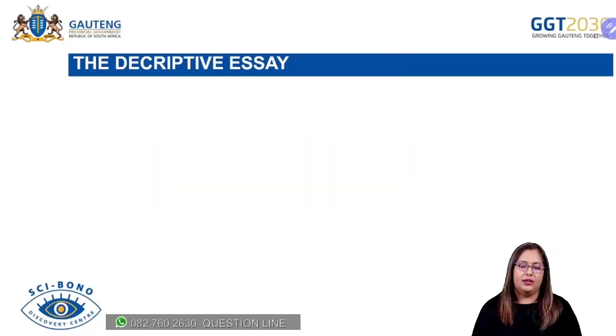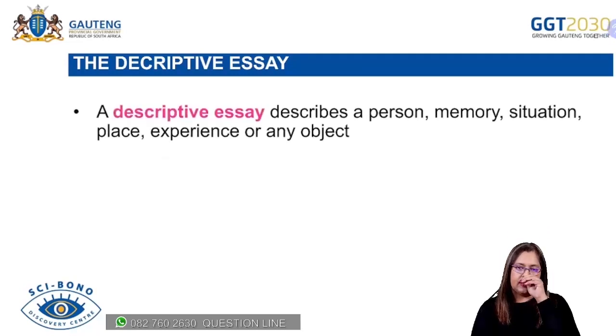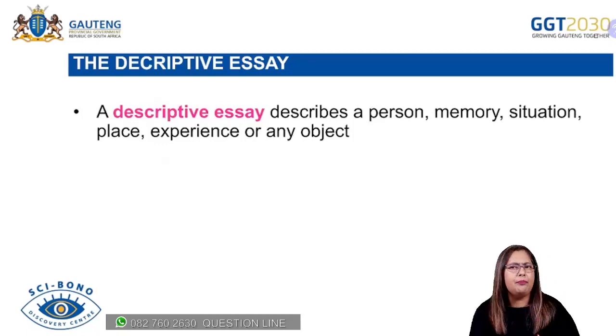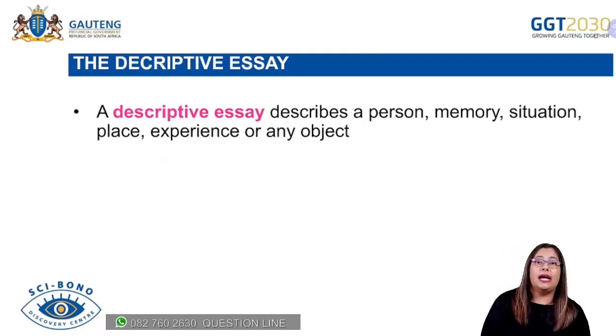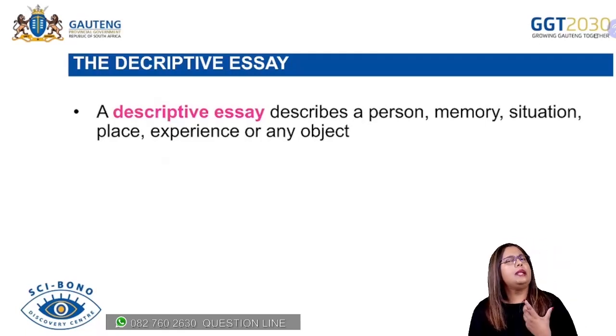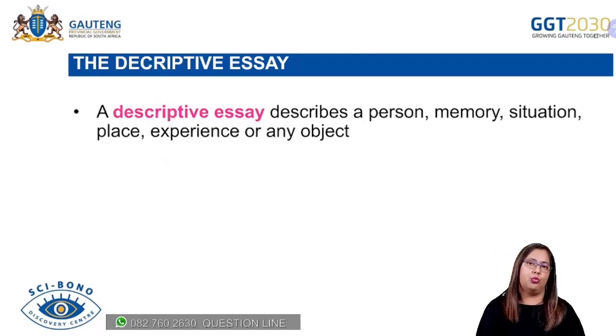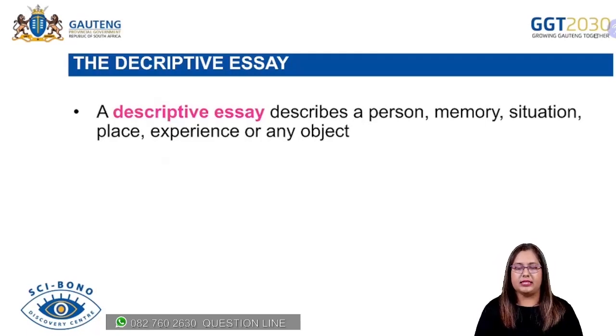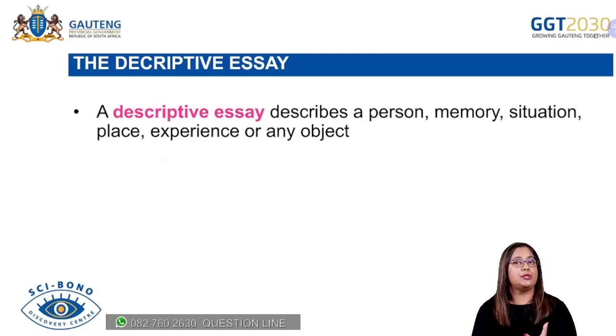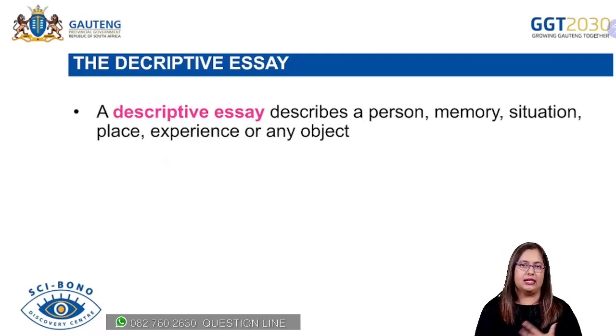Okay, good. Let's go to the second type of essay, the descriptive one. And this one is now, again, describing a person, maybe a memory that you have of something that happened previously, a situation in life that you faced. Maybe a place now brings back memories of what you have experienced previously in life. So this type of essay will allow you to do that. You can even describe an object that you maybe loved over the years that is no longer in your possession.